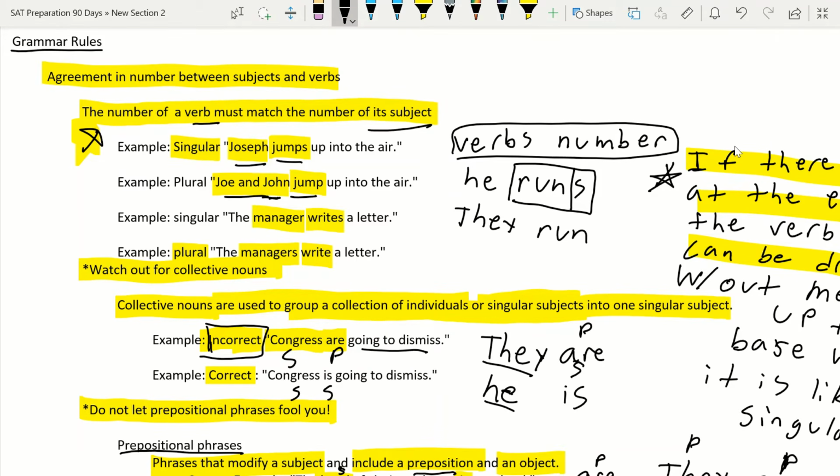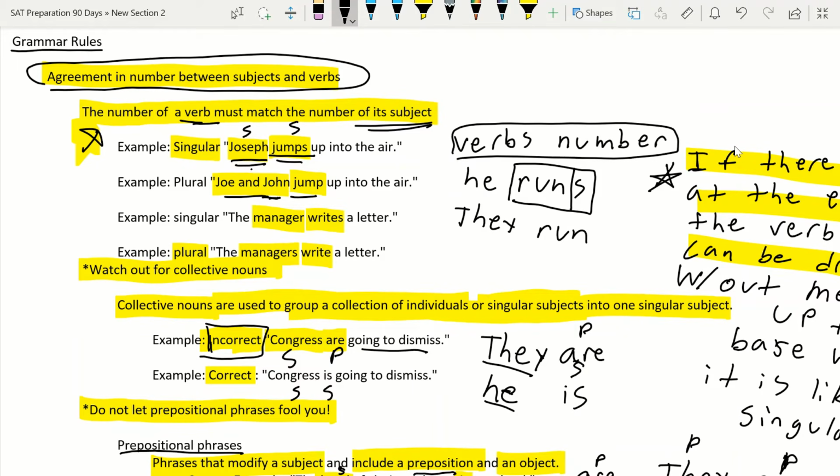So grammar rules, first thing we learned, agreement in number between subjects and verbs. That means that the number of a verb has to match the number of its subject. We had examples with singular and plural. The first example we had was Joseph. Joseph jumps up into the air, right? Joseph is singular, so we need to use a singular verb, jumps. Next we had Joe and John, which is more than one person, so that's plural, and we used the plural verb jump.